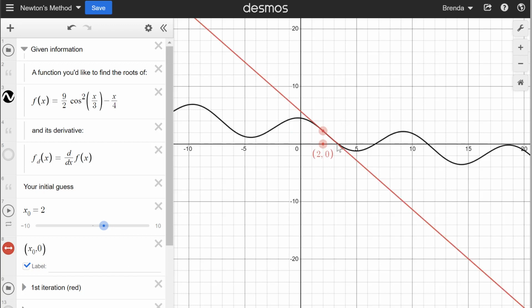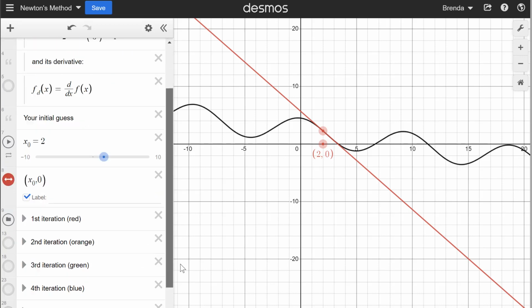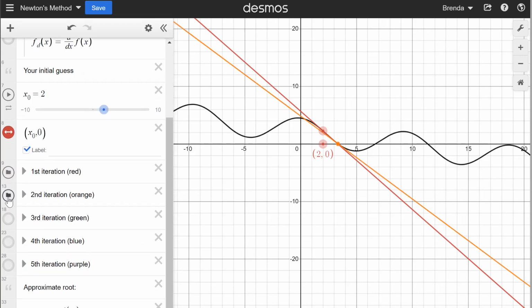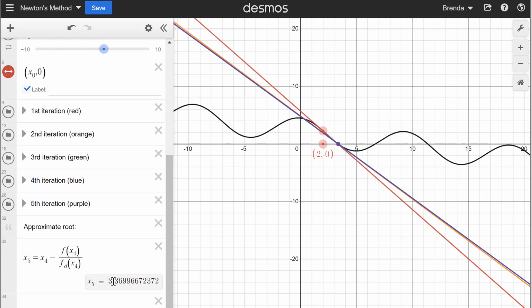And then you can see the x-intercept of that red line is already very close to the actual x-intercept of the function that's there between 3 and 4. But let's go ahead and do these other ones. Orange, and then green, and then the blue one almost right on top of the green one, and then the purple one pretty much right on top of the blue one. And we can scroll down here and see that 3.36996672372 is what we get out of the fifth iteration for the approximation on the x-intercept.